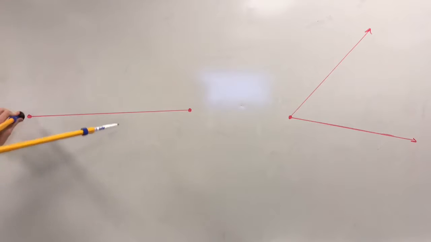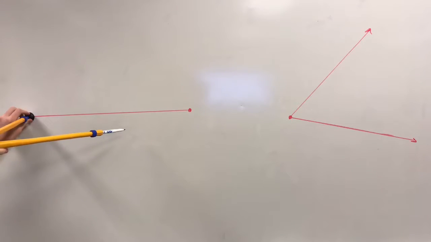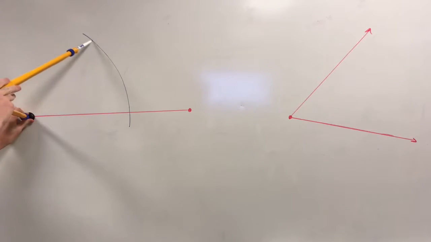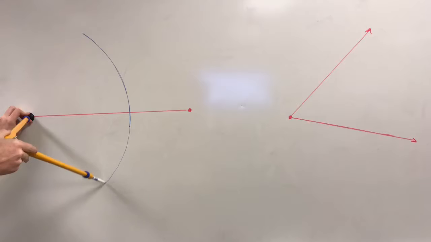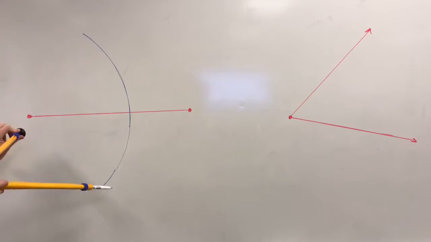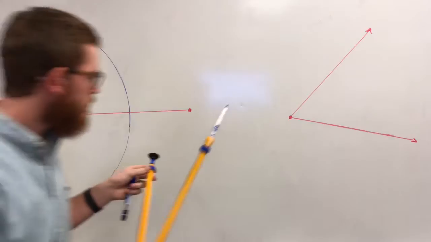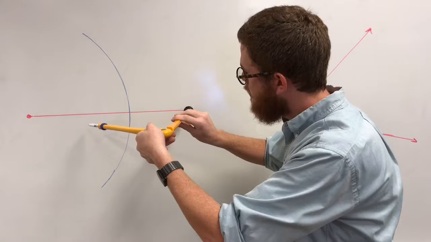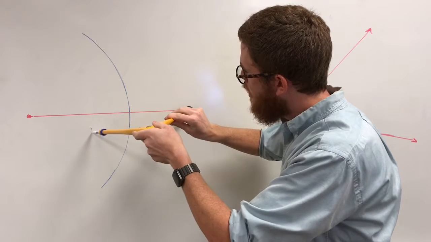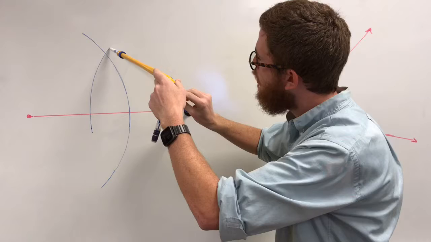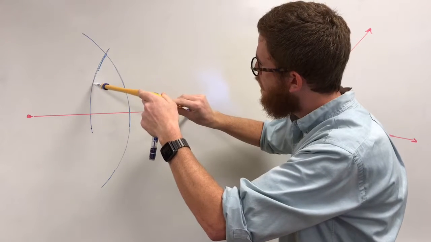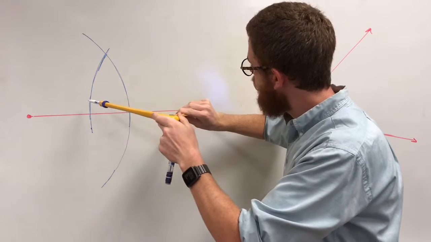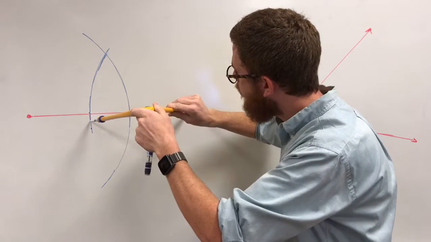So here we go. I'm going to put the other end of my compass on an endpoint of my line segment, and I'm going to draw an arc just like that. Now remember, we want to keep that same measurement. I'm going to move to the other side. I'm going to put that piece down, and I'm going to draw essentially the same arc. Endpoint is moving. There we go.